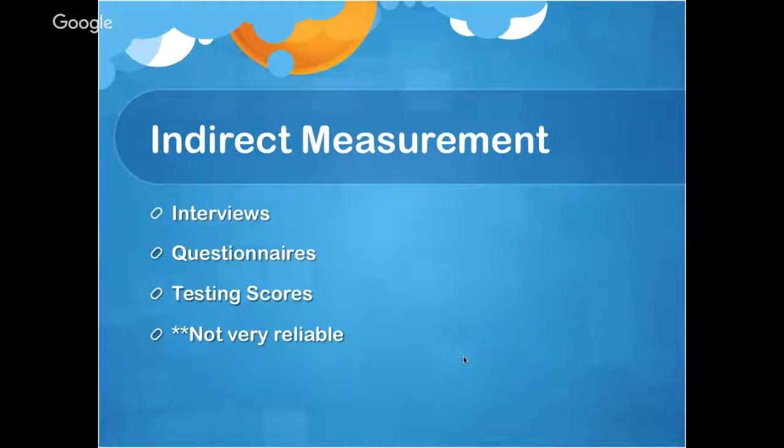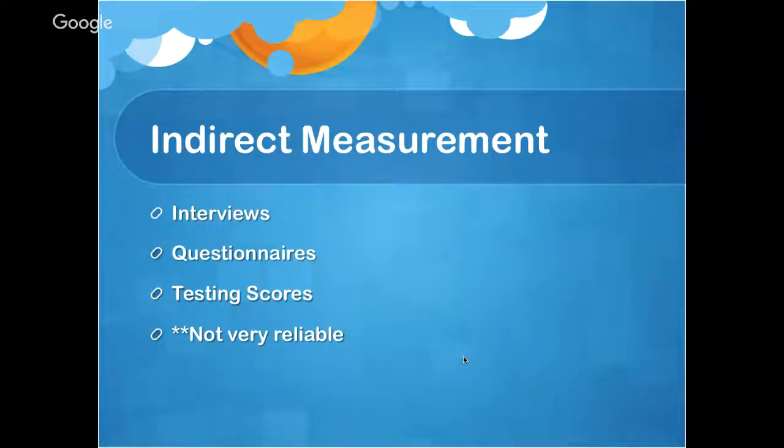First I want to talk about indirect measurement. Indirect measurement means that you're not directly observing the client engaging in the behavior. You're obtaining information about the behavior through other means. Some ways to do that would be interviews with the parents of the client, the client themselves, or other people that work with the client; questionnaires filled out again by the client, parents, or anybody that works with them; or testing scores. These measures are not very reliable because it's always better to actually observe the behavior for yourself.